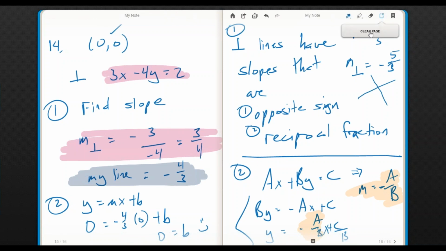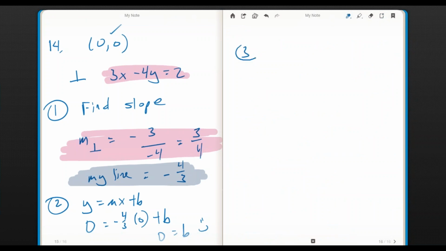So then the last step is to simply write the equation out. If y equals mx plus b, if the slope is -4/3 and the y-intercept is 0, then y equals -4/3 x is the equation for the line on number 14.